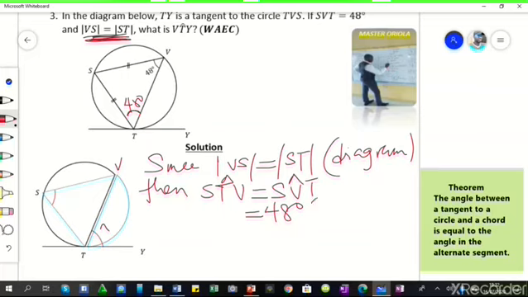And that is what? Base angle of isosceles triangle. So you can just write that in short form.